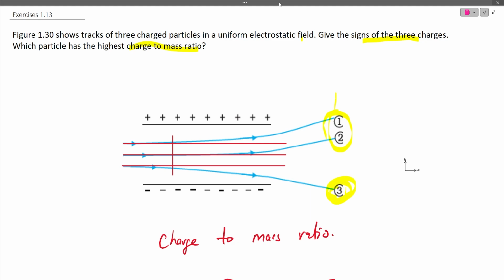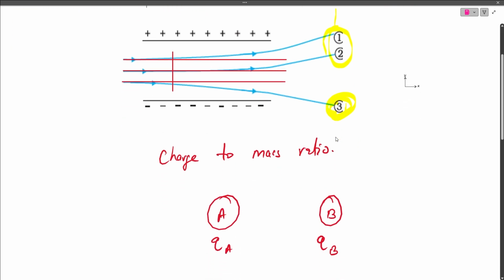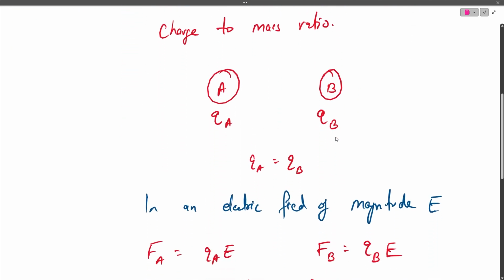Now the second part of the question was which particle has the highest charge to mass ratio. So we need to understand what charge to mass ratio is and how it affects the movement of charged particles. Now let us assume that there are two charged particles A and B of charges QA and QB, and for now we will assume that they are of equal charge, that is QA equals QB.